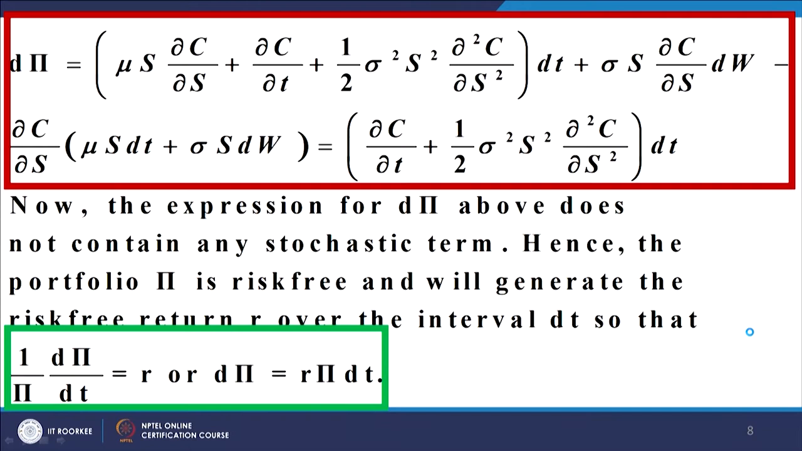(1/π)(dπ/dt), this is the return, this is equal to the risk free rate, or dπ is equal to rπ dt. So, that being the case, we have dπ is equal to rπ dt. Now, we have one expression for dπ, which is given in the red box. dπ is equal to the expression that is at the right hand side of the red box.